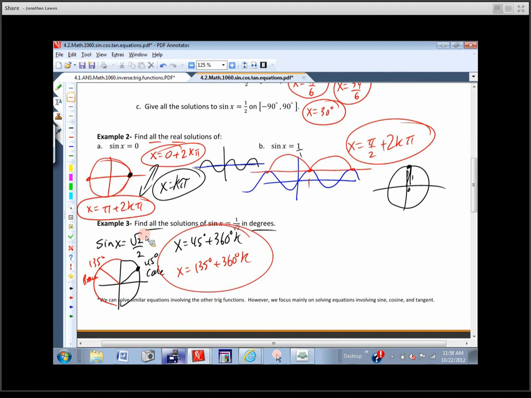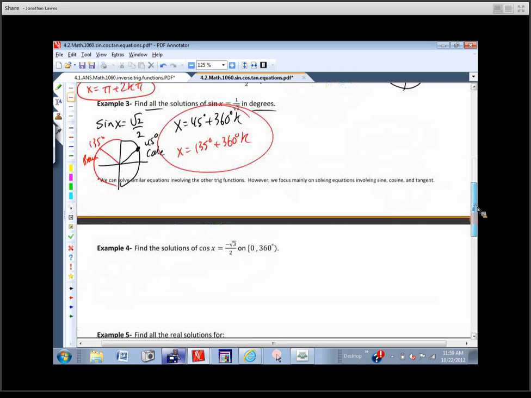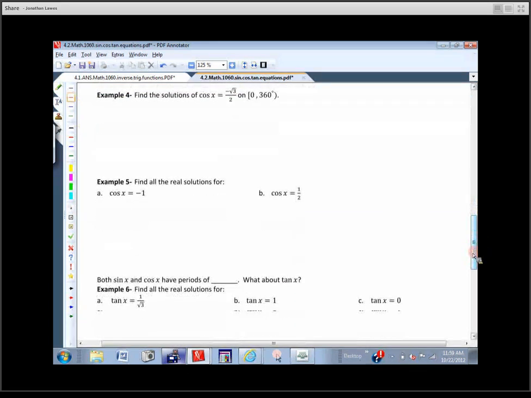Okay, so make sure you pay attention to the instructions. Does it want only a couple answers within an interval? Does it want them all? Does it want it in radians? Does it want it in degrees? What does it want? Okay, any questions?